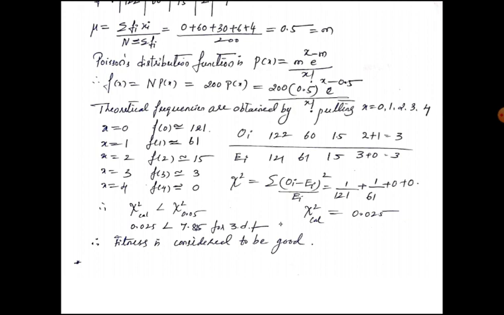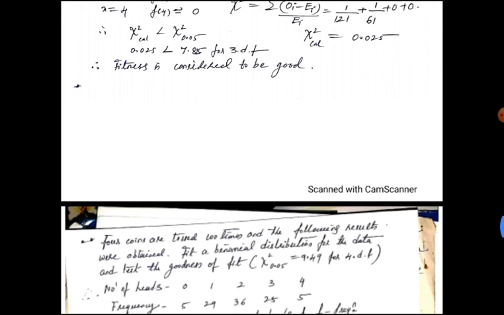So this is how you solve the goodness of fit for different distributions. I have just shown the Poisson distribution. Okay, so let us take the next example.